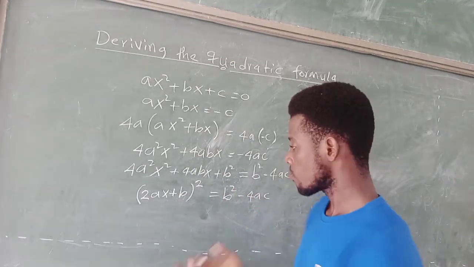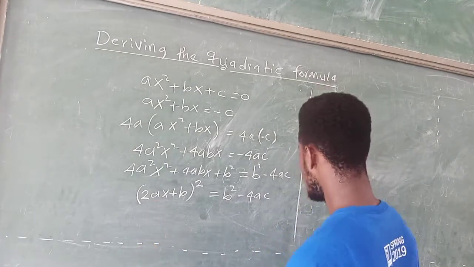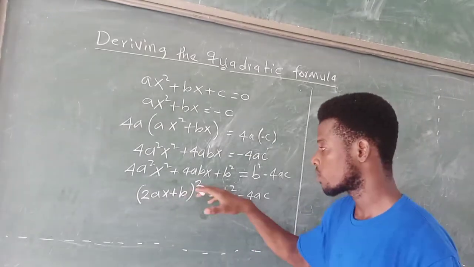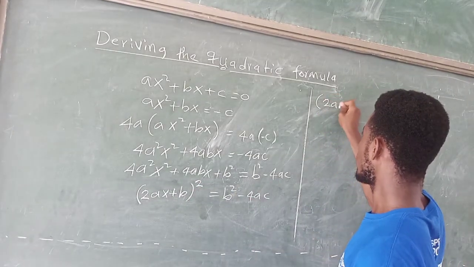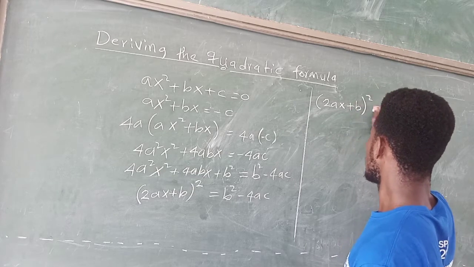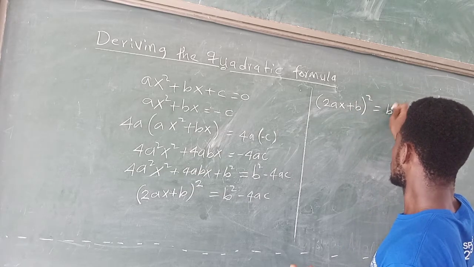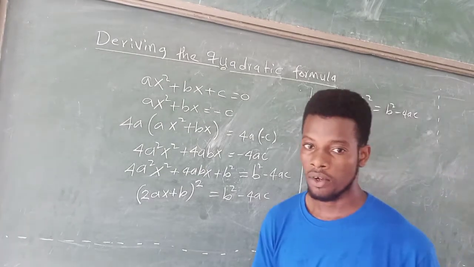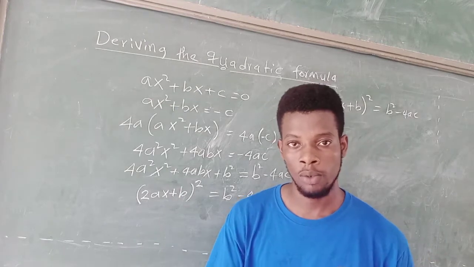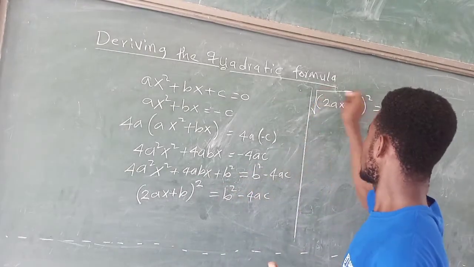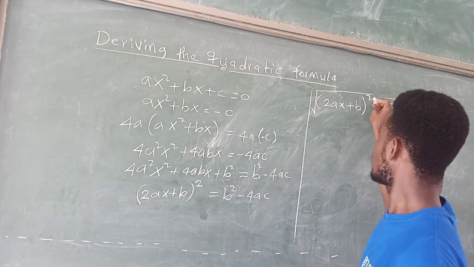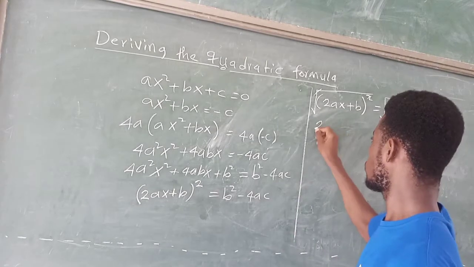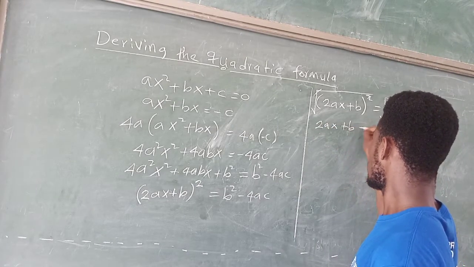We are almost there. Once we have this, the next step will be to take the square root on both sides to get rid of this square. So we have 2ax plus b all squared is equal to b squared minus 4ac. So to get rid of the square, we take the square root on both sides. Now this square is going to cancel out this square root. We are only left with 2ax plus b is equal to.